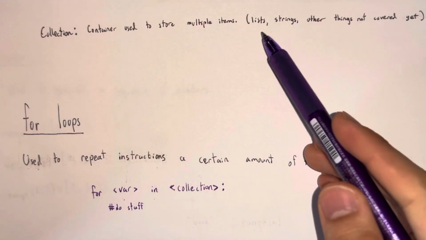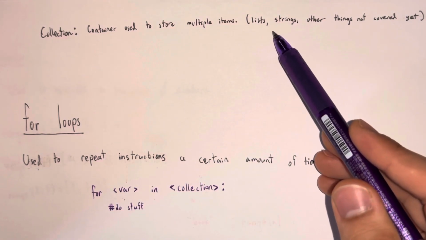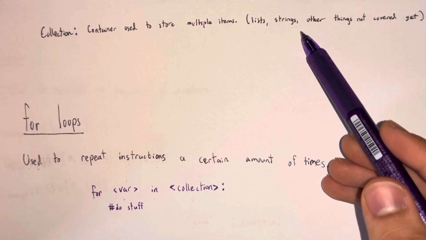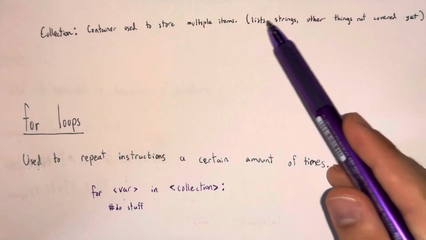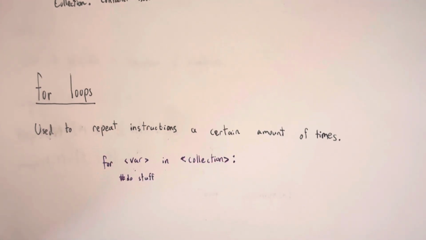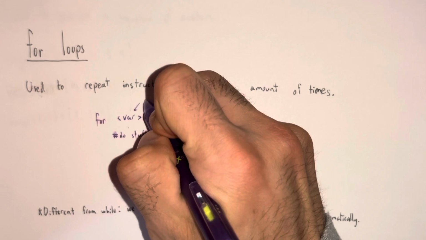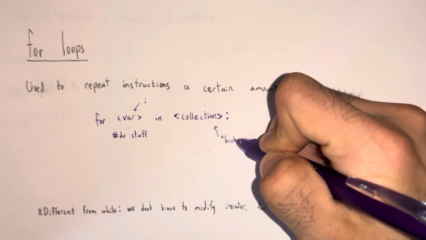For the sake of the class, we're only focusing on lists and strings as of right now. There are other collections that we'll probably learn later in this class or in the next class, like tuples, dictionaries, etc. But for now, we're just going to focus on lists and strings. So don't worry about the other stuff. But basically, you can use for loops as a means to look at items in collections.